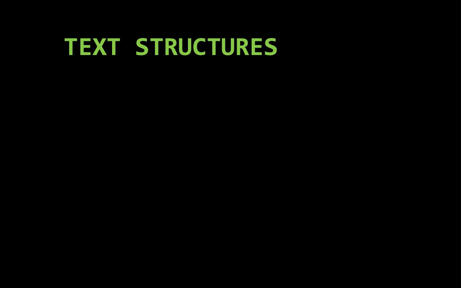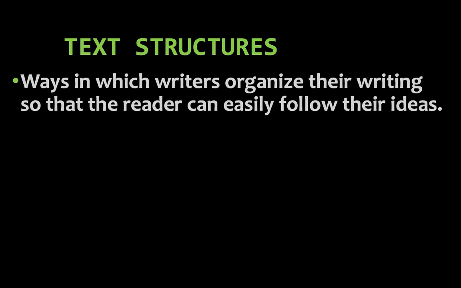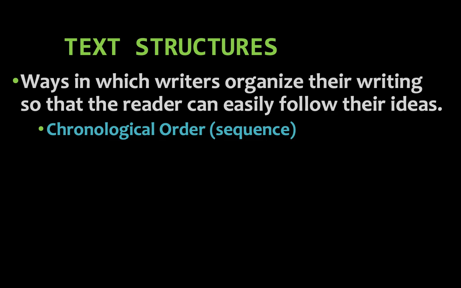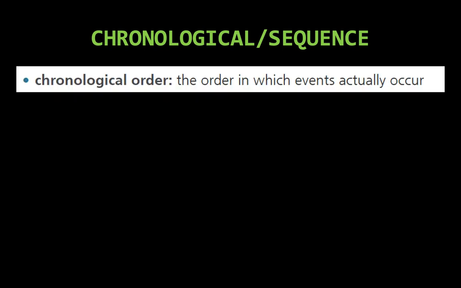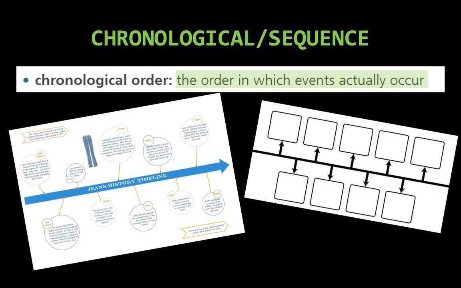The 4 specific structures we are going over are chronological order or sequential order, compare and contrast, descriptive, and cause and effect. With chronological or sequential order, it is the order in which events actually occur. With chronological order, you might use a graphic organizer to organize your ideas if you are going to write a chronological type paper or a biography. Here are some examples of graphic organizers you might use.